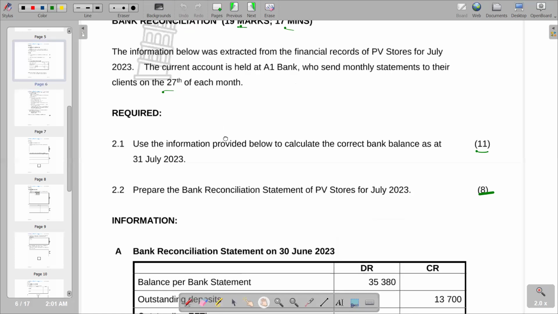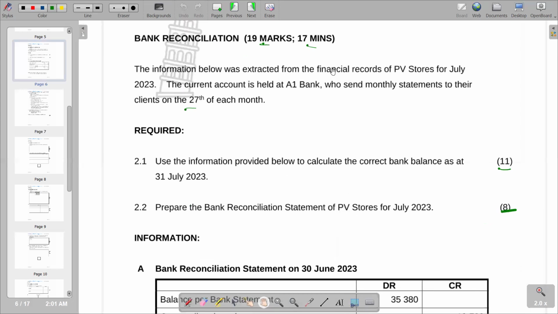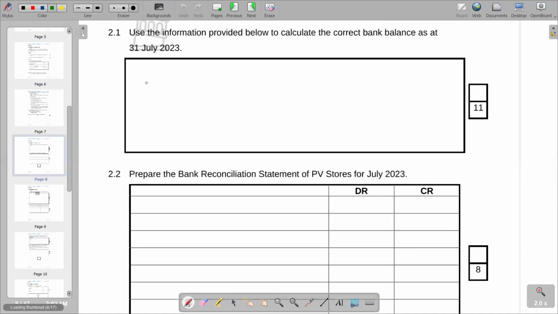31 July 2023 is where the year is ending. So basically, to calculate the bank balance, we are going to start with the provisional bank balance that we are given in the question. The provisional balance in the bank account in the ledger on 2023 was 16,555. So we are going to start with 16,555 as our balance.